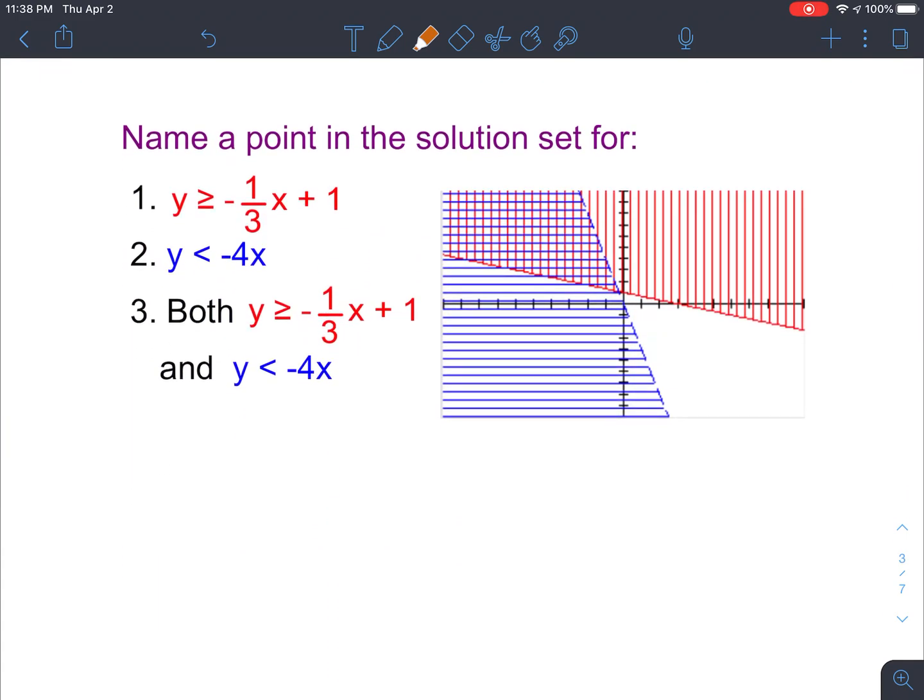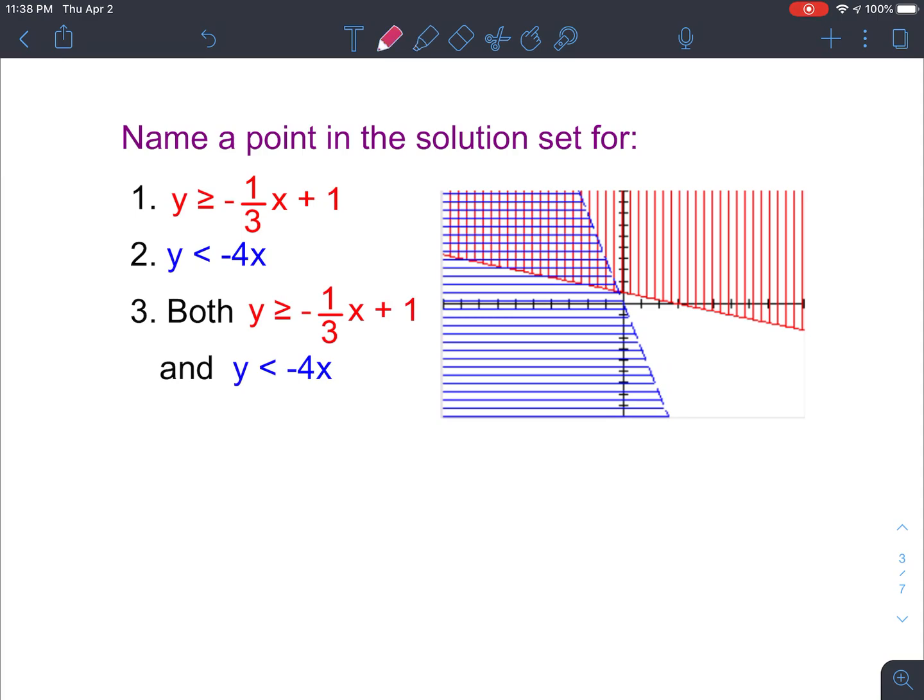So now let's take a look at the graph that's already provided for us. We have that the red inequality is the inequality y is greater than or equal to negative 1/3 x plus 1. The blue inequality is y is less than negative 4x, and then we have an area where they overlap. So can we name a point in the solution set for just the red?